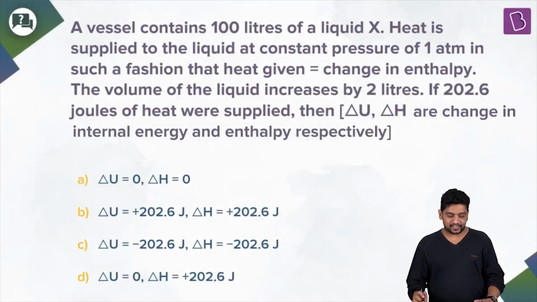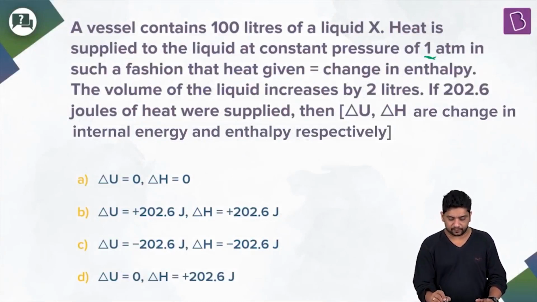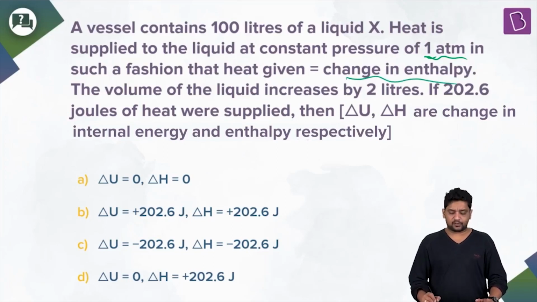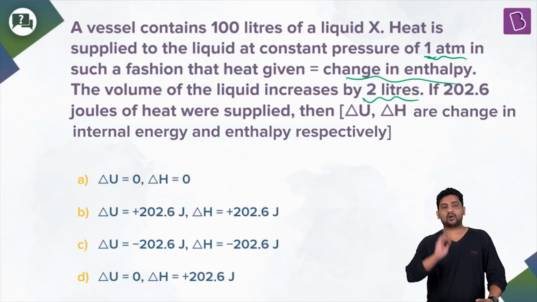This question says a vessel contains 100 liters of liquid X. Heat is applied to the liquid at a constant pressure of 1 atmosphere, in such a fashion that the heat given is equal to the change in enthalpy. Of course, we know that under constant pressure, the heat given is equal to delta H, right? So QP is equal to delta H. We already know this. The volume of the liquid increases by 2 liters, because you are giving heat to the system and it is probably expanding a bit, right? Liquids don't expand as much as gases. That is what is happening here.